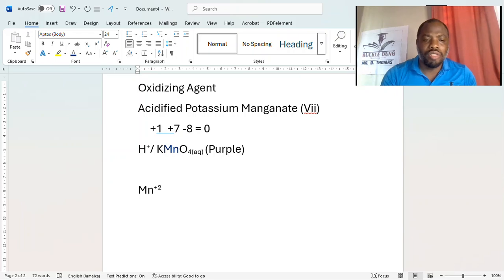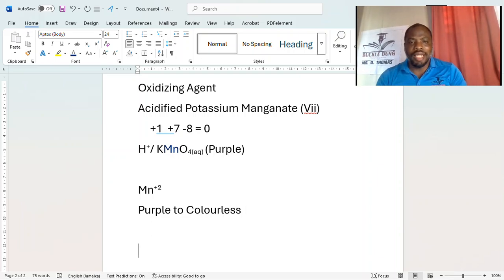Now what would you see? This manganese plus 2 ion is actually colorless. So what you find is that it will move from purple to colorless. So that signifies that you have placed the acidified potassium manganate with a reducing agent.